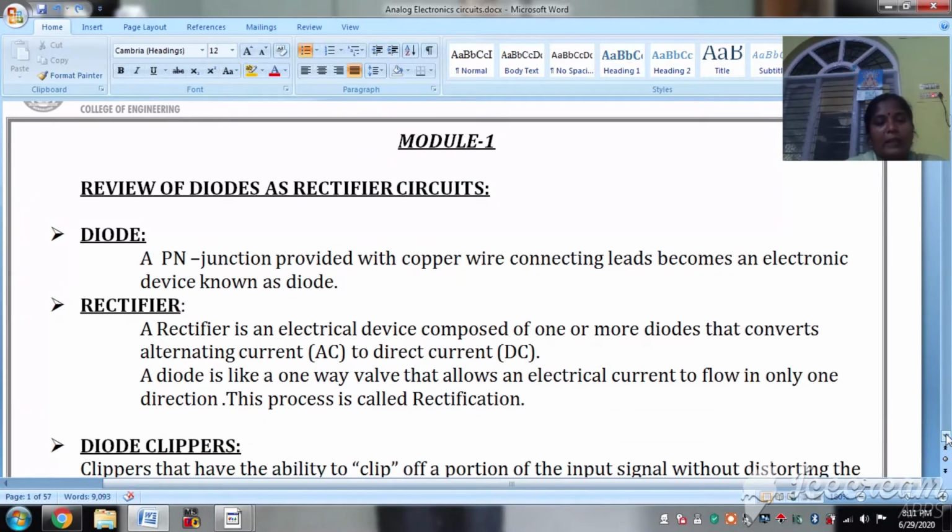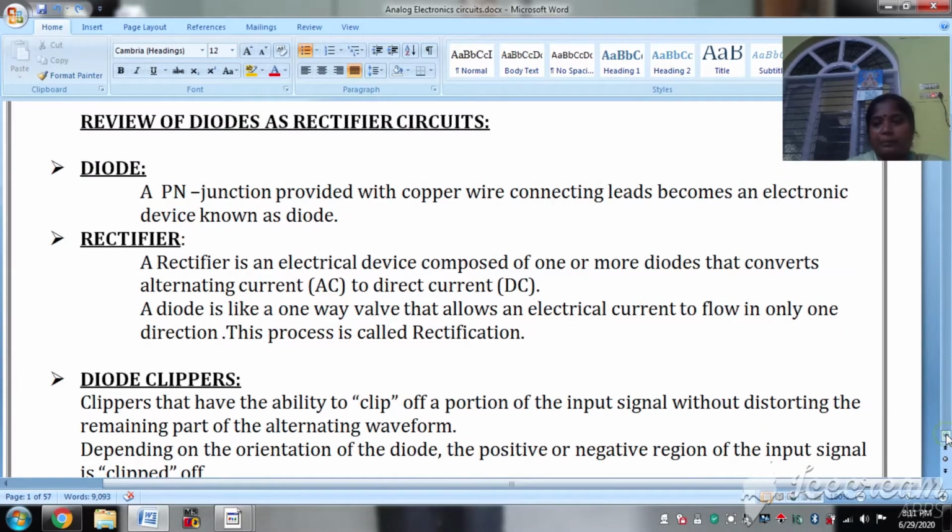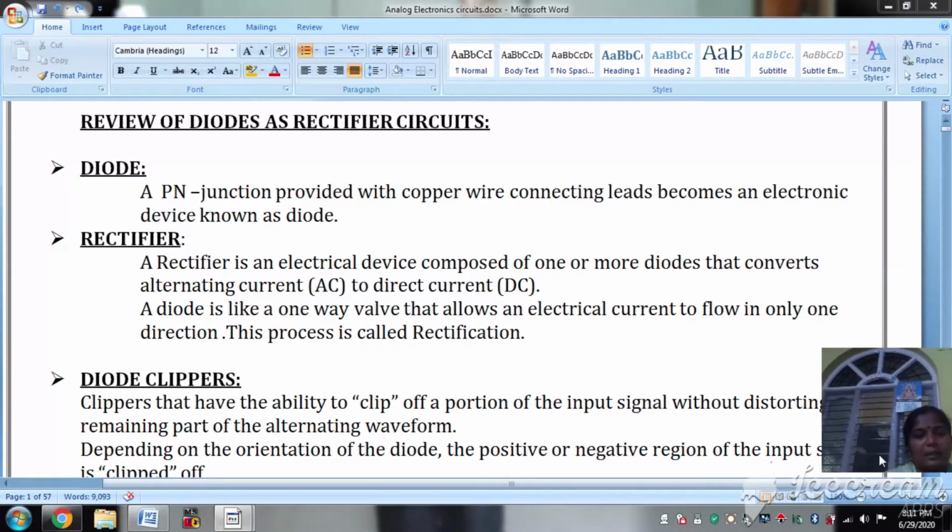Now we will move on to the next topic, that is the diode clipper. Suppose you don't want some amount of the output signal, we can clip it off. That can be achieved by using a diode clipper. This is one of the applications of diodes. The clipper is a circuit which has the ability to clip off the unwanted portion without distorting the remaining part of your waveform.